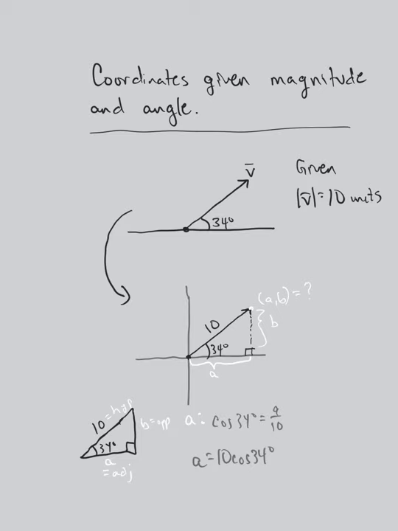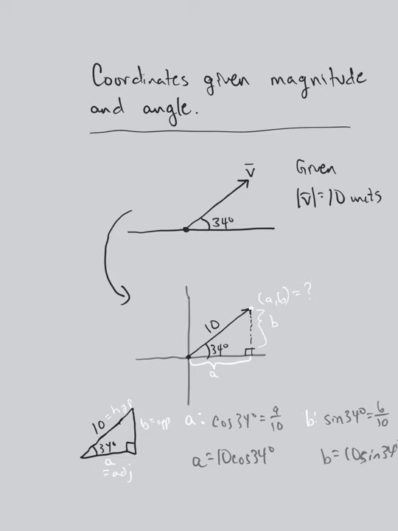Then coming over to B, B is the opposite side, so it's going to pertain to the sine. We get sine of 34 degrees is equal to B over 10, like that. Multiply both sides by 10 to isolate B. We're going to get 10 sine of 34 degrees, like that.